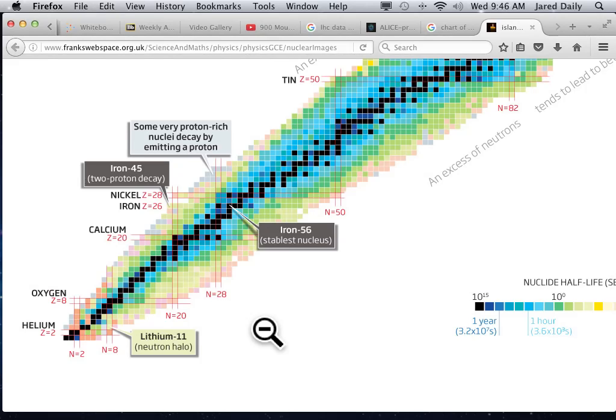Aluminum is, which number here? 13. So it's the 13th one. We go up to Z equals 8, 9, 10, 11, 12, 13. So here's aluminum. How many stable isotopes does aluminum have? One. Right? Aluminum is aluminum is aluminum. It only has 1 stable isotope. And that we learned in the video yesterday.